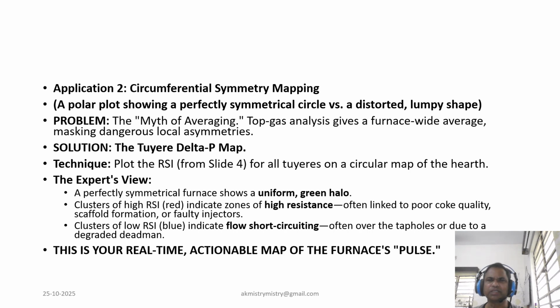Averaging top gas data can hide local asymmetries. With the RSI mapped across all tiers, we get a real-time view of the furnace's pulse. Red zones show high resistance, blue zones indicate short circuiting. This is your actionable map to achieve symmetry.